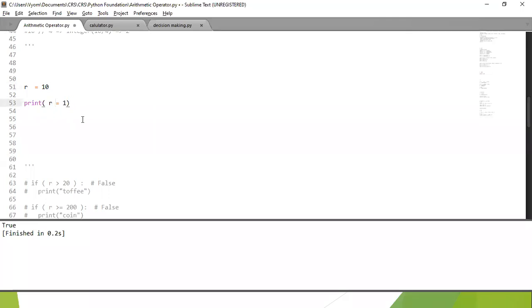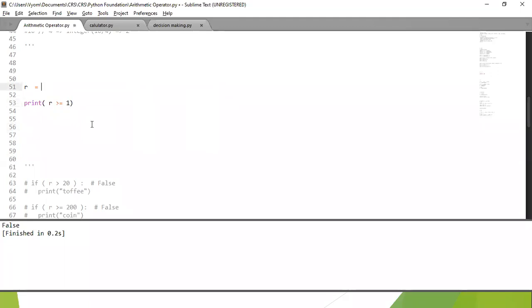Now, a tricky one. Not equal to. What will be the output now? People are saying true. Somebody is saying false. Let's see, true or false? I guess it should be true. Whosoever answered true is correct. Why is it true? Because 10 is not equal to 1. That's why the answer is true. And if I make it equal, then the output will be false, because they are equal. Clear? I hope it is.